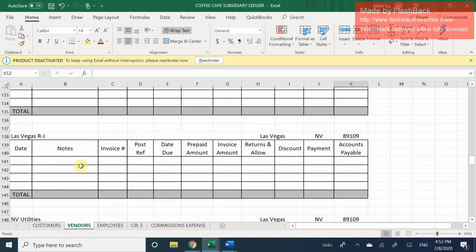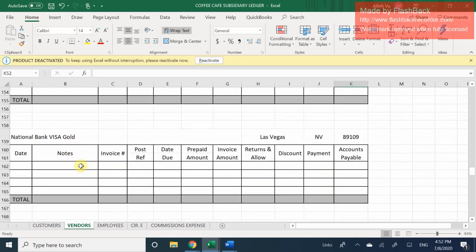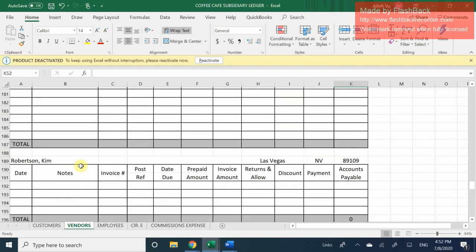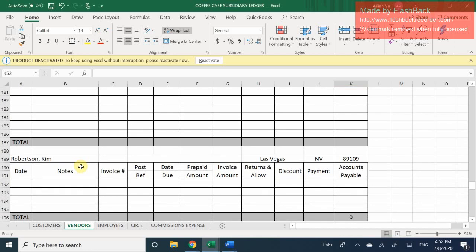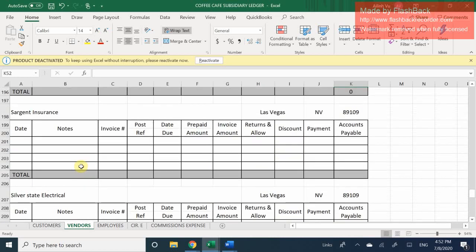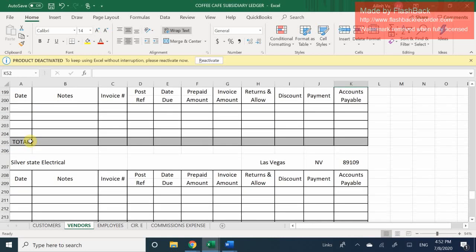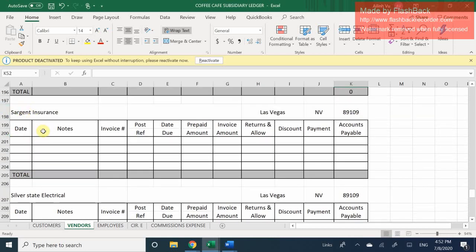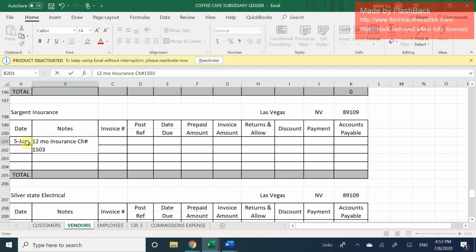So here we're looking for Sergeant Insurance on our subsidiary ledger. Again, your vendors are going to be listed in alphabetical order. So alphabetical is good. I see Silver State Insurance. Here you go. I mean Silver State Electrical. Here you go, I found my Sergeant Insurance. I'm going to indicate the date, June 5th. I'm going to write that I bought a 12-month insurance, and I wrote a check, check number 1503, I believe.